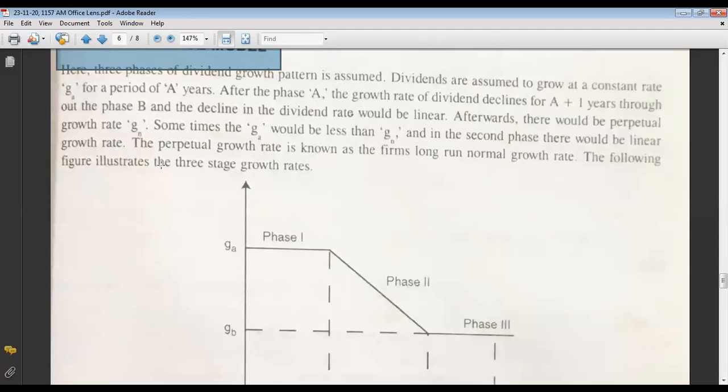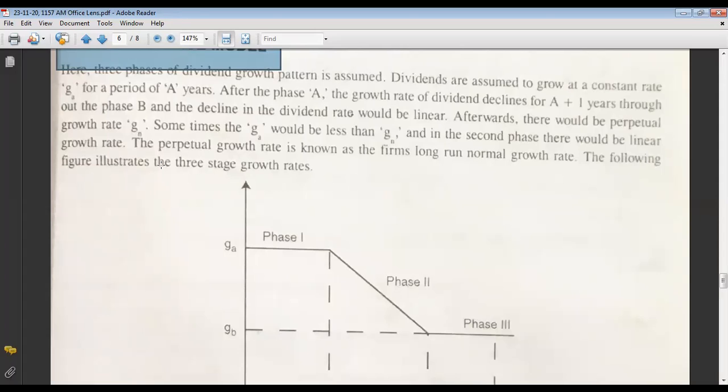If you observe this, there is a step by step decrease in the growth of the company. We call this particular phase a phase of linear decline in growth. Please understand, when I say linear, it has to be stepwise. It cannot be all of a sudden. It has to be a stepwise decline in the growth of the company.